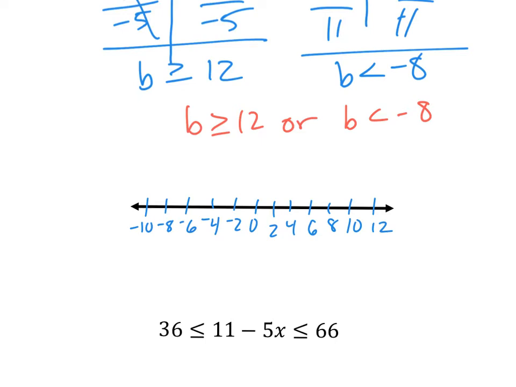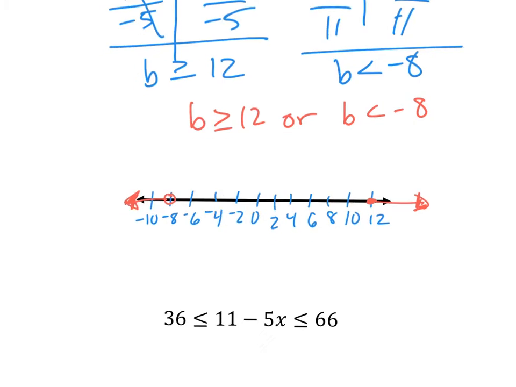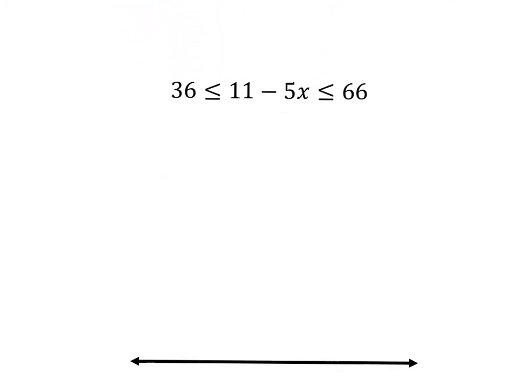Okay, there you go. So we have b is greater than or equal to 12, which means we have a closed circle at 12, and then greater, so we shade to the right. And then b is less than negative 8, which means we have an open circle at negative 8, and shade to the left because those numbers are less than negative 8. And that is our solution.